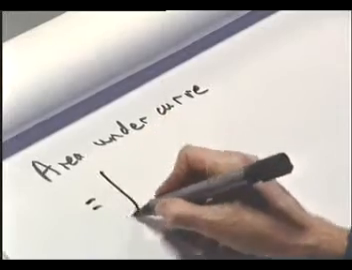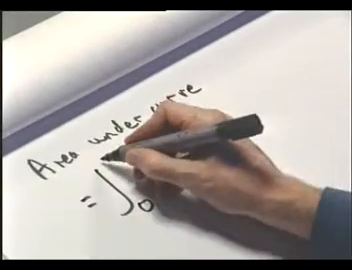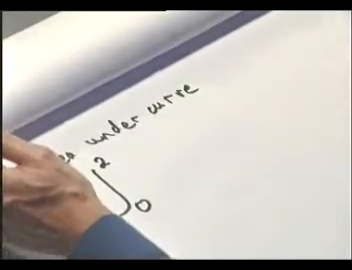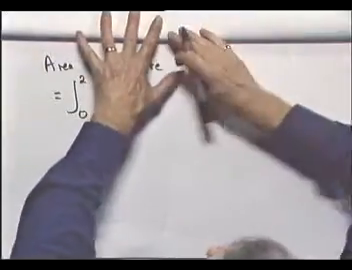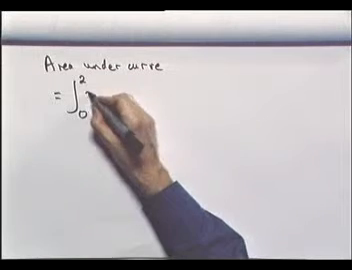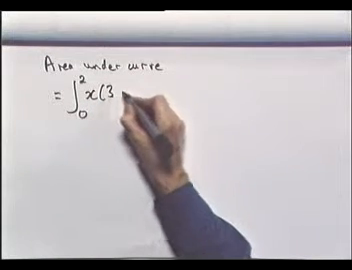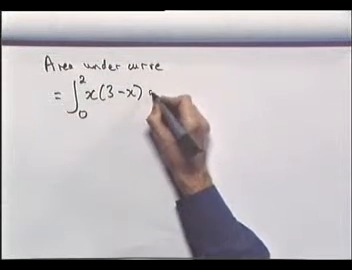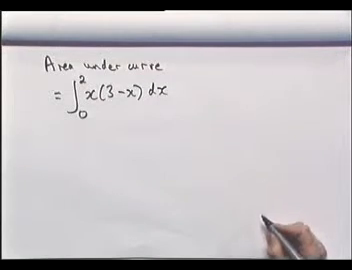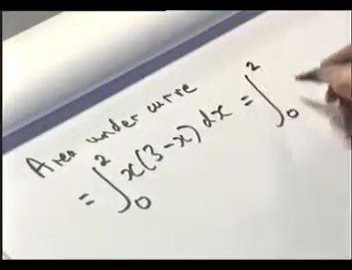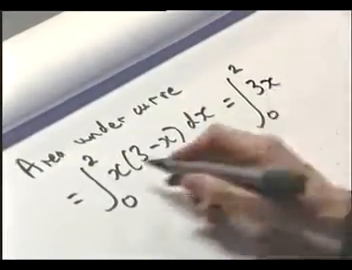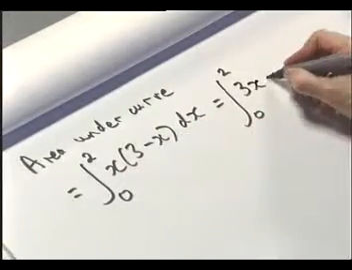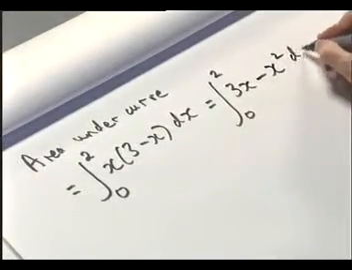Equals, now this will be the integral between 0 and 2 of our curve, x times 3 minus x, with respect to x. So let's first of all multiply out the bracket. x times 3 is 3x. x times minus x is minus x squared dx.